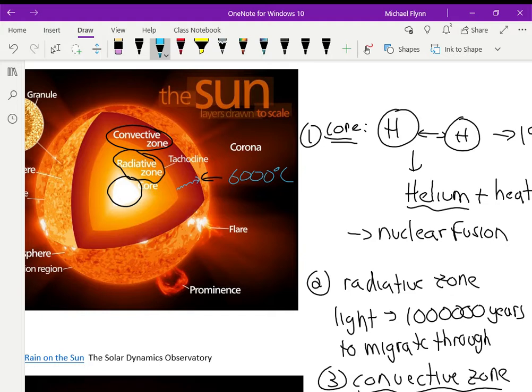And so cold gas will fall back down. So it'll go like that, it'll fall back down where it gets heated up again. And that creates what we call convection currents that look like this, with hot gas rising to the top, getting cooled, and then falling back down. Okay, so it's a very turbulent layer with lots of fluidic motion, with hot gas rising and cold gas falling down. Sort of like the way wind blows on planet Earth.